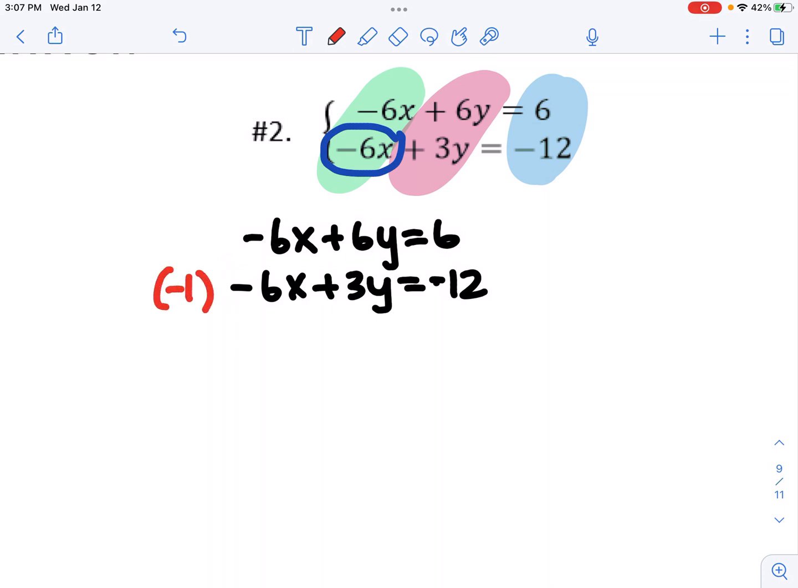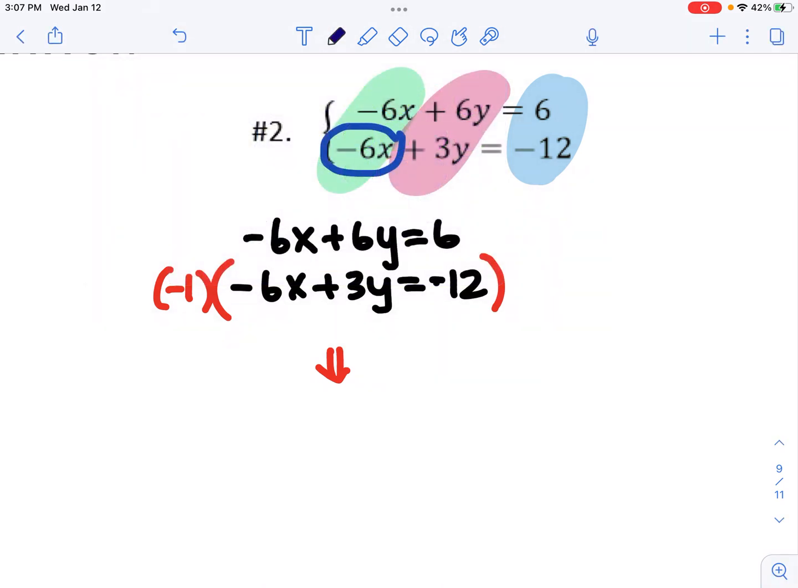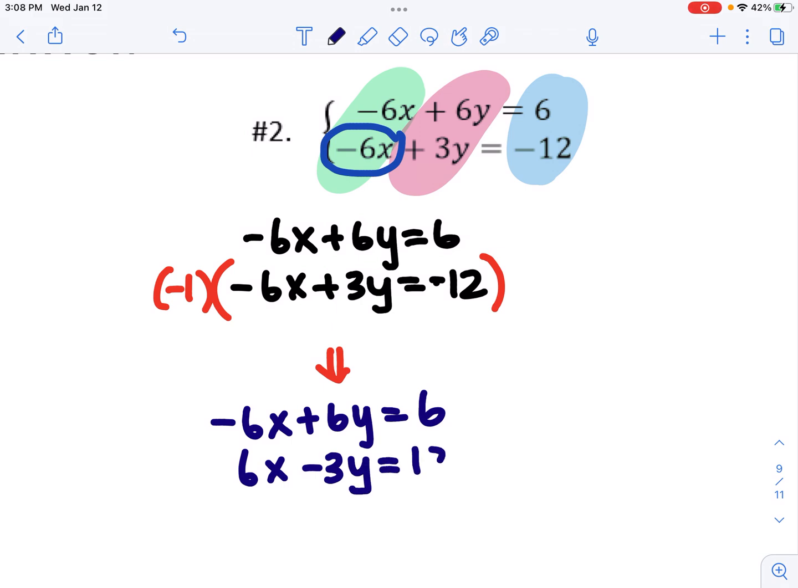Now keep in mind, if you do it like this, it is not showing your work properly. To keep this equation true, I need to multiply every single term by -1. So, actually I don't need that equal sign. Let's rewrite each of these equations after multiplying that second one by -1. So we have -6x plus 6y equals 6. The next equation will be 6x minus 3y equals 12.